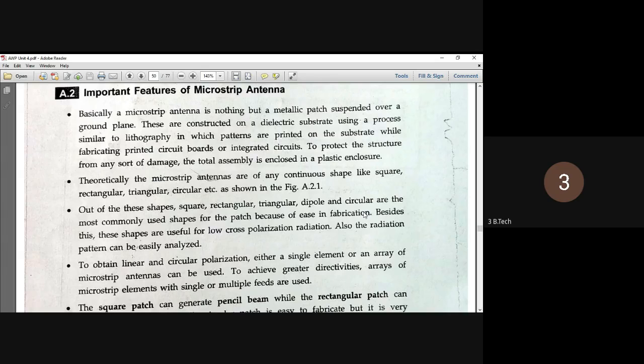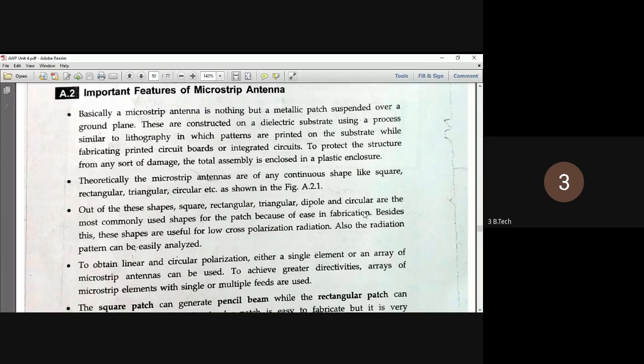So out of these shapes, square, rectangle, triangle, dipole and circular are the most commonly used shapes for the patch because of ease of fabrication. Fabrication చేయడం కూడా చాలా ఈజీ. ఓకే. సో మిగతా యాంటెనాస్ తో పోల్చుకుంటే మైక్రోస్ట్రిప్ యాంటెనాస్ ద బెస్ట్. అందుకని సెల్ ఫోన్స్ లో వాడుతున్నాం. సెల్ ఫోన్స్ లో ఇంకా గెయిన్ కావాలంటే you can go for these antennas.